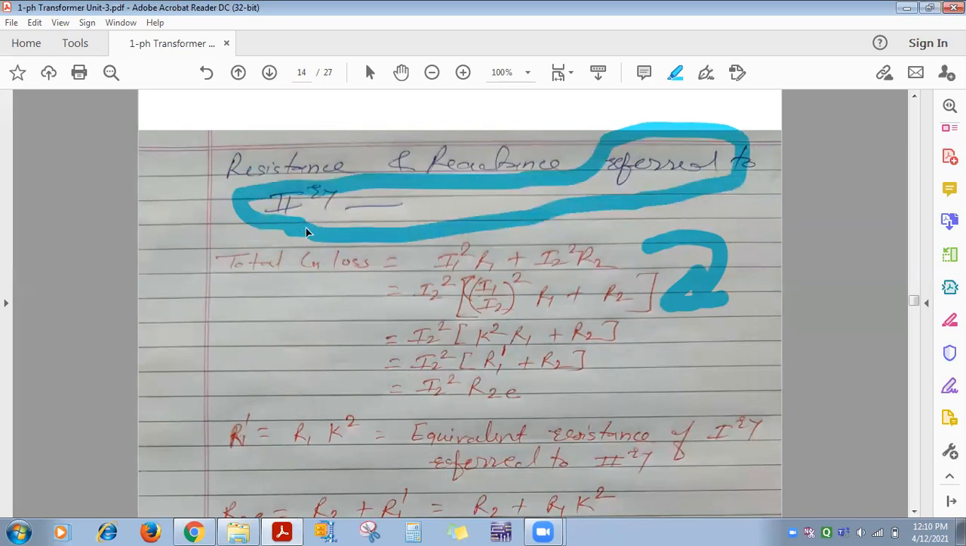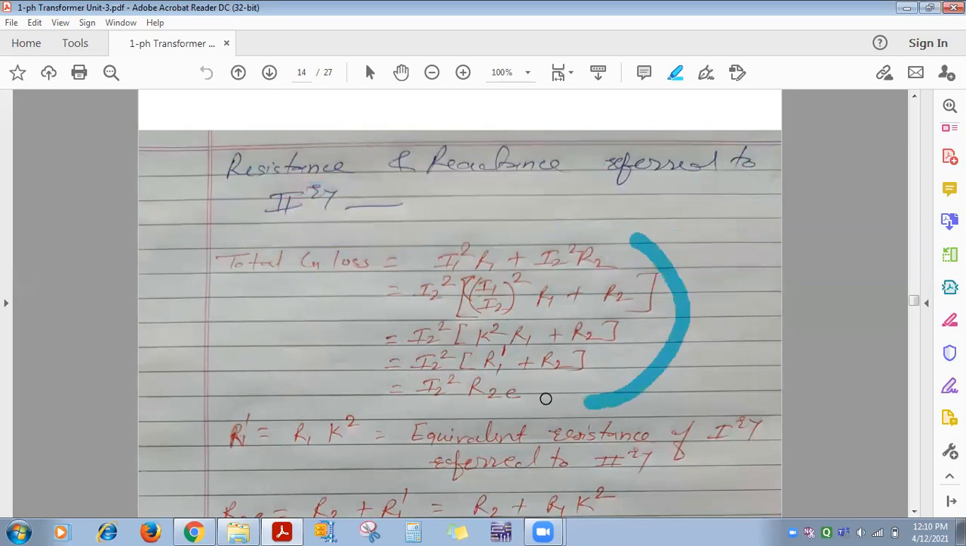And why is it so? That is the derivation, and no one will ask you the derivation. What you have to keep in mind is only this: refer to primary means divide by K square, and refer to secondary means multiply by K square. The explanation is that if you take I2 square common, you will get like this, and I1 by I2 is K, and it's squared, isn't it?